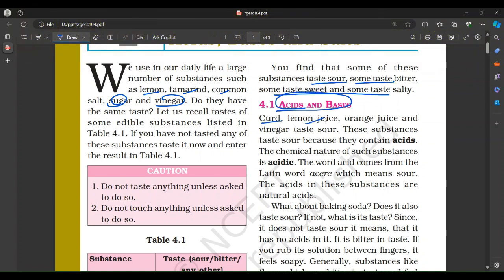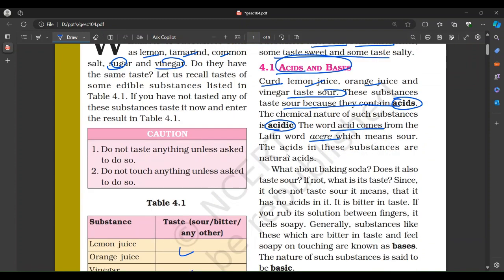The curd, lemon juice, orange juice, and vinegar taste sour. These substances taste sour because they contain acids. An acid is a substance which gives the sour taste. The chemical nature of these substances is acidic. The word acid comes from the Latin word acer, which means sour. The acids in these substances are natural acids. They are the natural ones, they do not have chemicals.